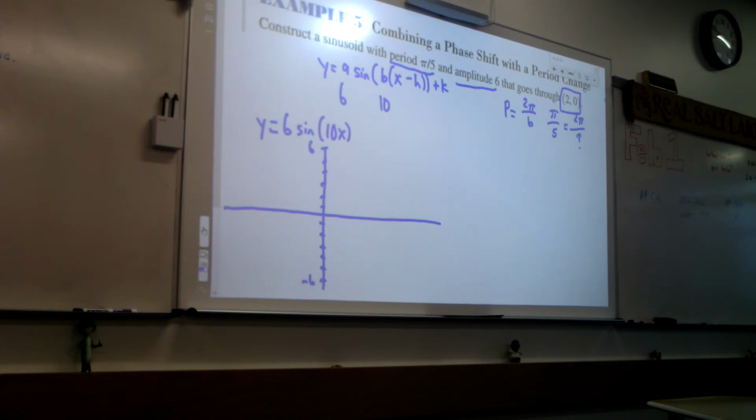Pi over 5, right? So I'm going to come over here and actually write out, here's pi over 5. That means the halfway spot here is actually going to be pi over 10.